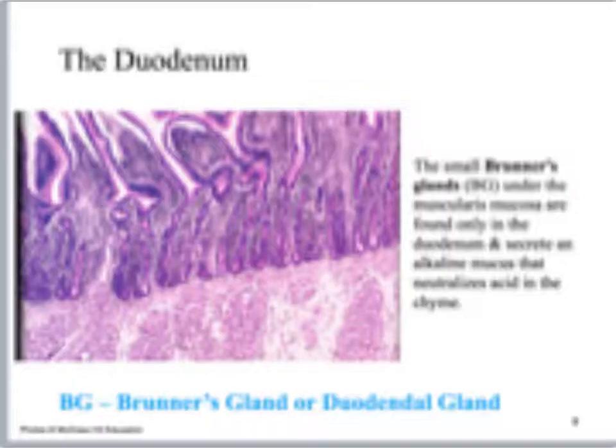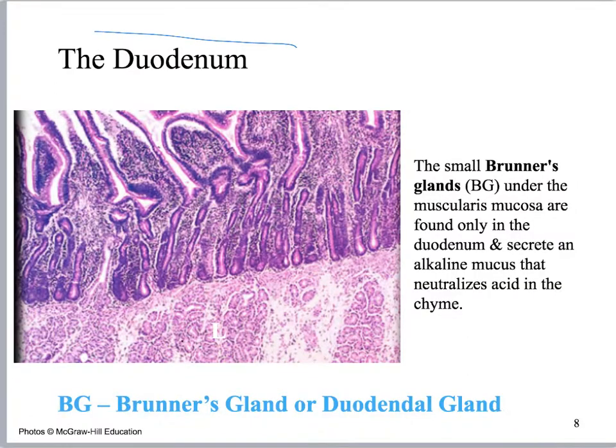All right, next slide. In this picture, I've lost my arrow, but what I want to focus on is the fact that we are in the duodenum. And in the duodenum, we have a very special thing called Brunner's glands. They're also called duodenal glands. I don't care what you call them. You should be able to identify them and say what they do.